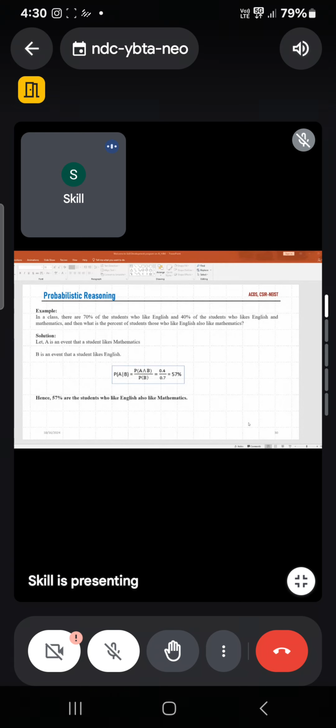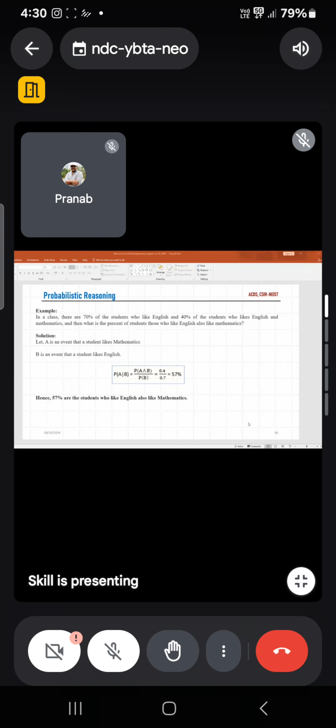Then the percentage of the students who like English and also like mathematics. So among these students, if they are liking English, then they will also like the mathematics. So that we will calculate here. Answer will be 40% only.